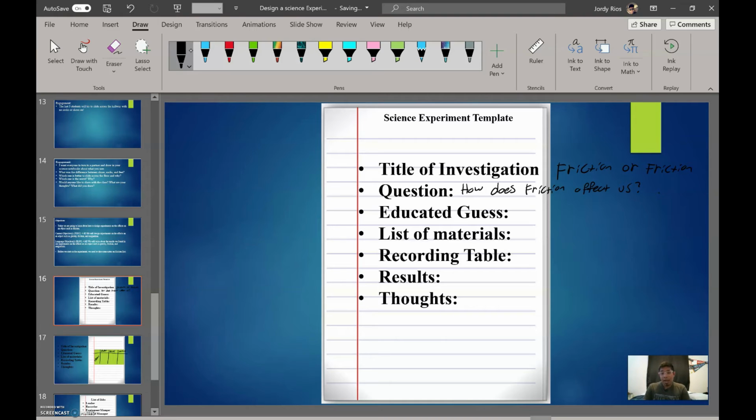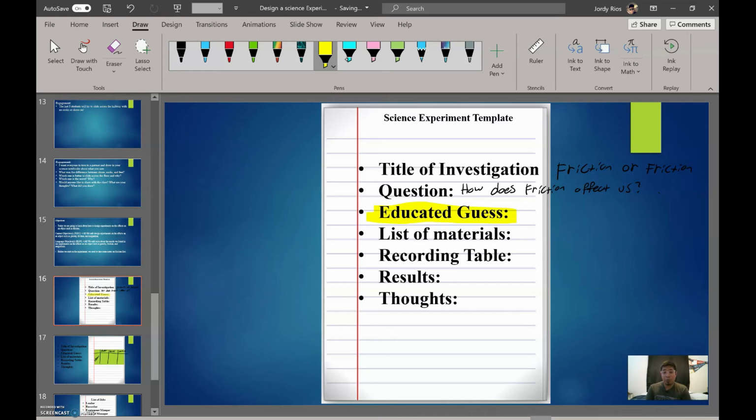Okay, you're gonna have an educated guess. Now this is your thoughts only. So what do you think? How do you think friction affects us? We want to know what you think. So go ahead and write that down here in this section. Educated guess.